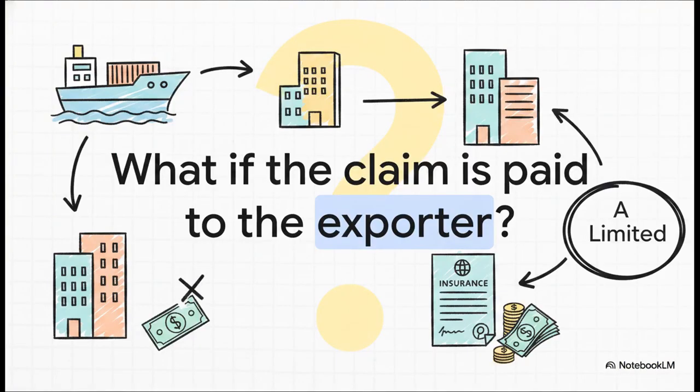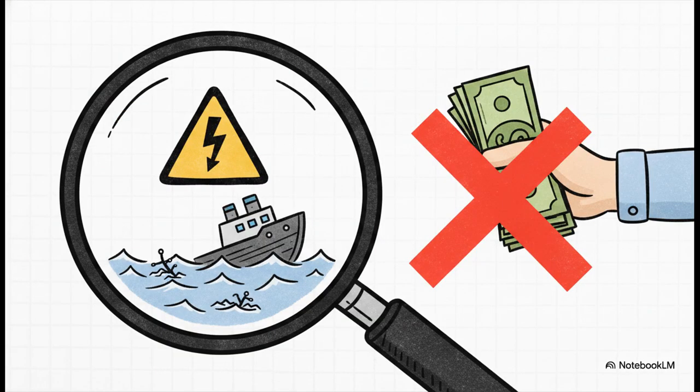So, the person who submitted this issue asked a brilliant follow-up question. What if the terms of the contract say the insurance claim is actually paid directly to the exporter, A Limited, instead of the customer? Does that change the entire game for Ind AS 115? And this brilliantly illustrates how the standard works, because the answer is a resounding no.